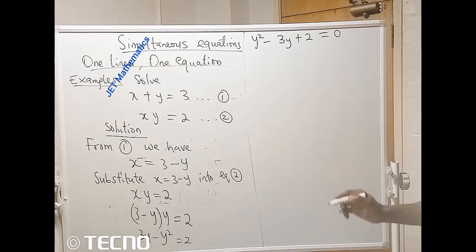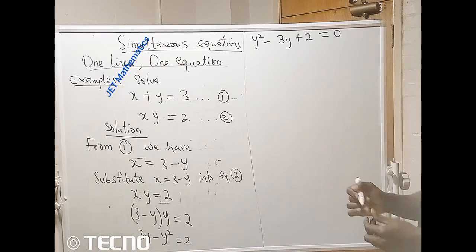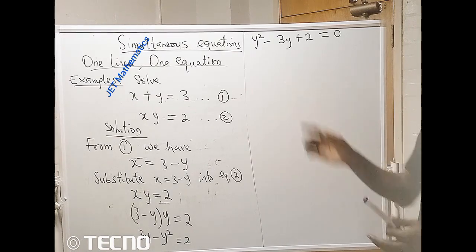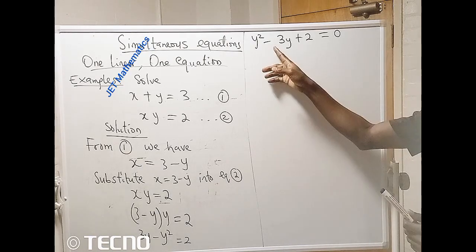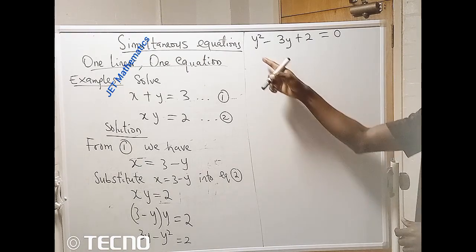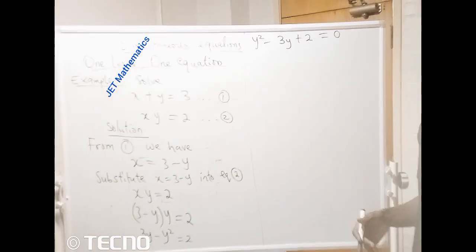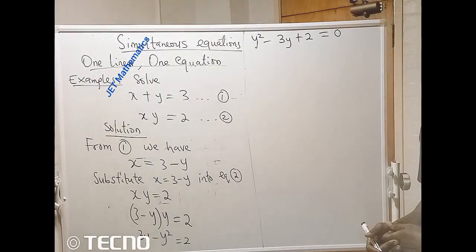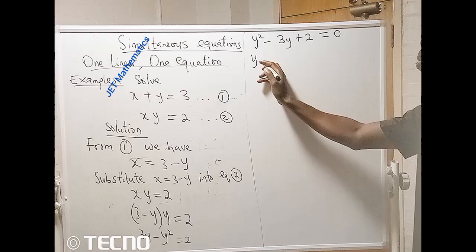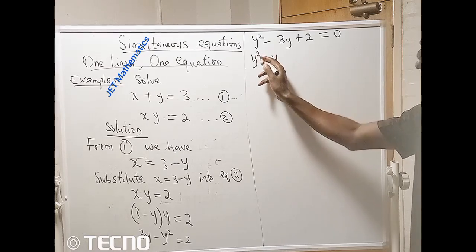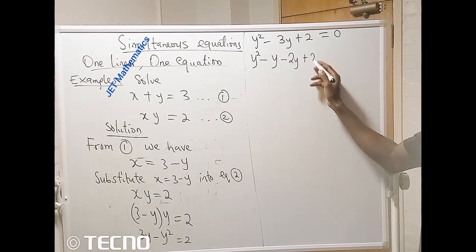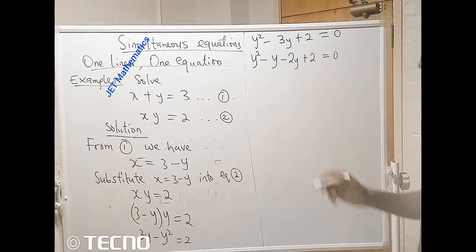Solving this, we are going to factorize two numbers such that if you multiply them, you get 2, and if you add them, you get minus 3. Those numbers are minus 1 and minus 2. If you are yet to know how to factorize quadratic expressions, just see our videos on factorization of quadratic expressions. So we have y squared minus y minus 2y plus 2 is equals to 0.